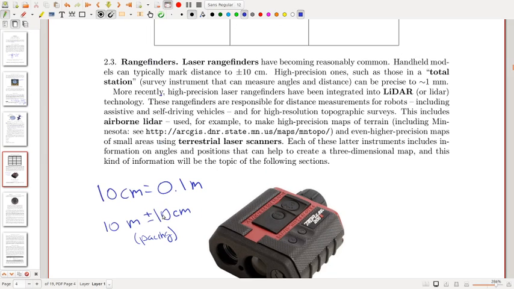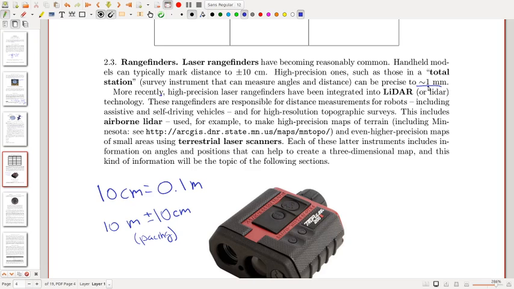So these simple laser rangefinders are accurate to plus or minus 10 centimeters. High precision ones, though, including those in a total station, which we'll talk about below, can be precise to about 1 millimeter. And if you wanted to compare this, if you went 100 millimeters, so 10 centimeters, then you would have the same error in your pace as you would with the total station. And so for anything longer than that, the total station is going to win out. It's an excellent piece of equipment.